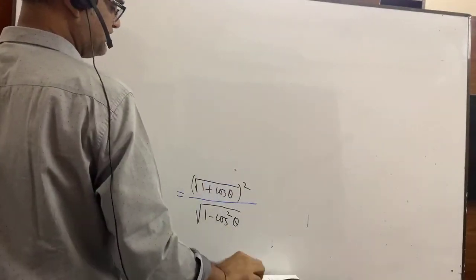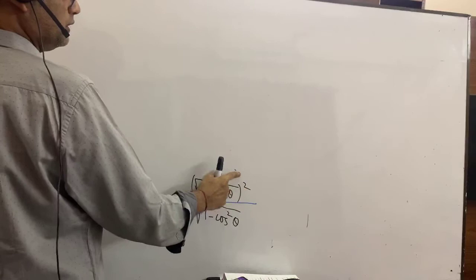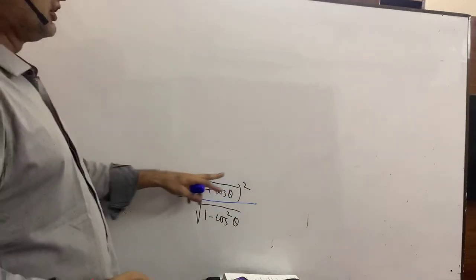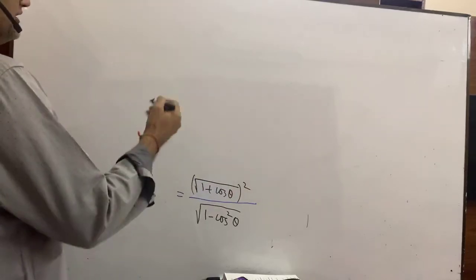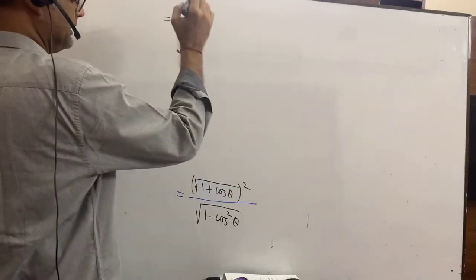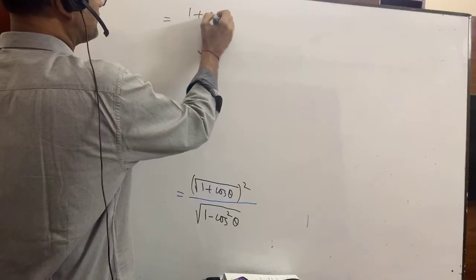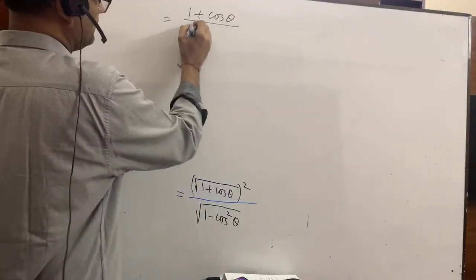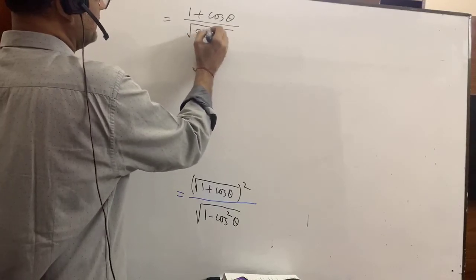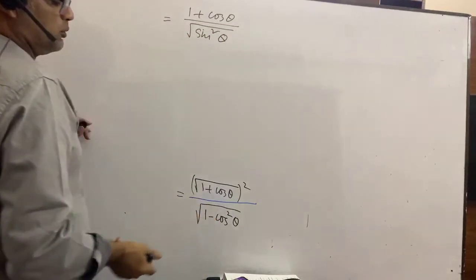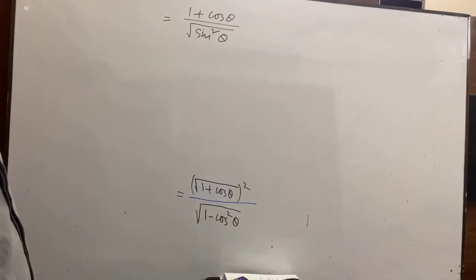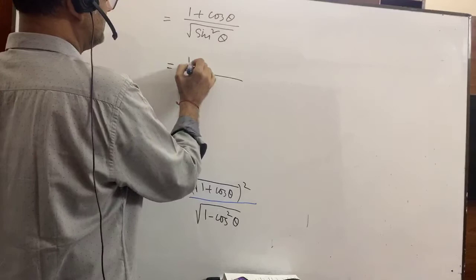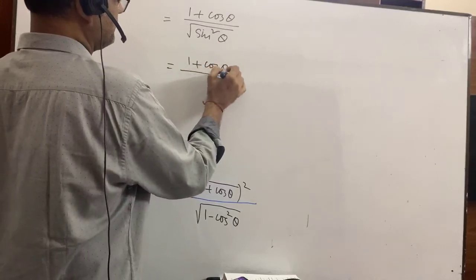After that, we see this power 2 and this is a square root, right? A square root and this is power 2. We can omit it very easily. That means we get 1 plus cos theta by, it is what? Root over sin square theta. The formula 1 minus cos square theta equals to what? Sin square theta. That's good. Again we can write it 1 plus cos theta by sin theta.